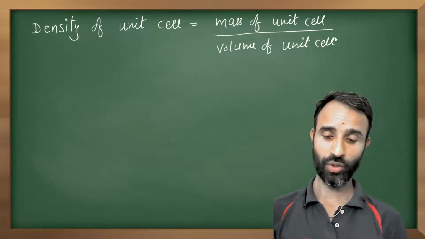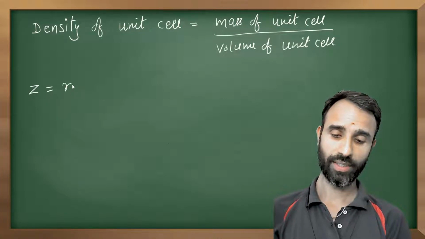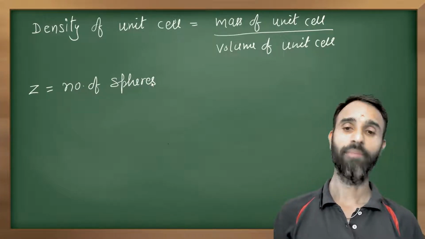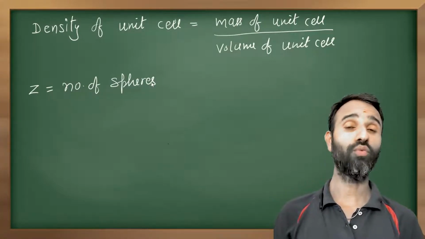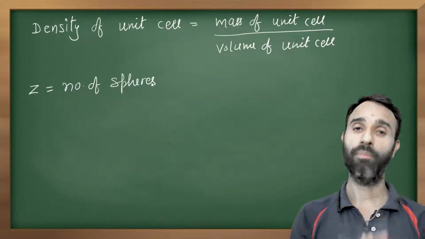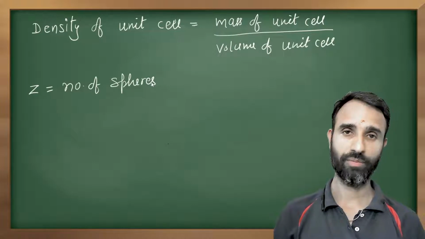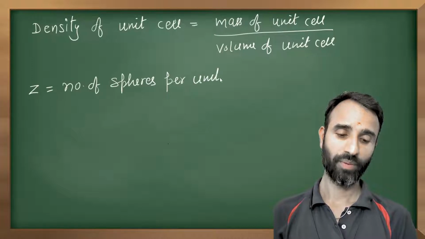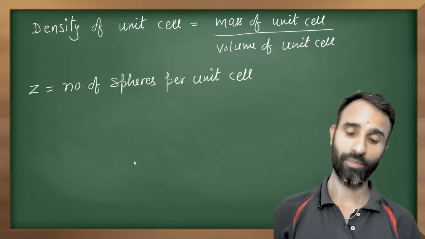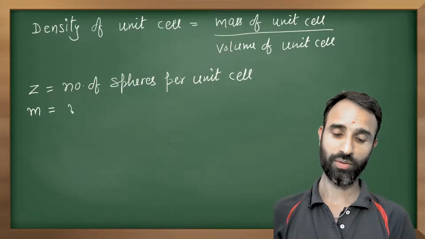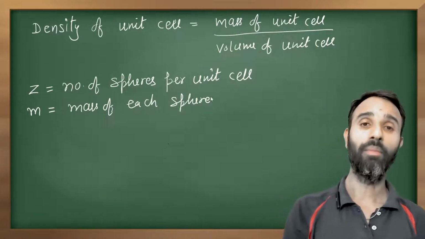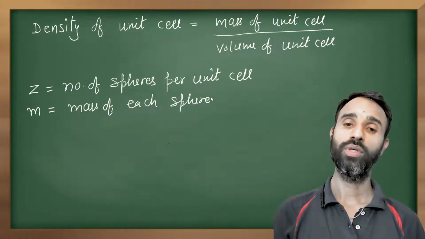Now, if Z is number of spheres, means constituent particles. Spheres, what it means? Spheres means constituent particles, atoms, ions, molecules. So Z is number of spheres per unit cell. Okay, and if small m is mass of each sphere, then mass of unit cell is Z into small m.